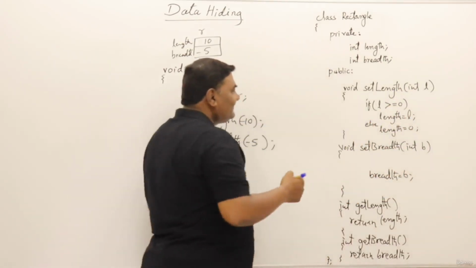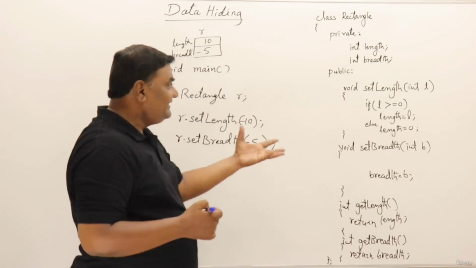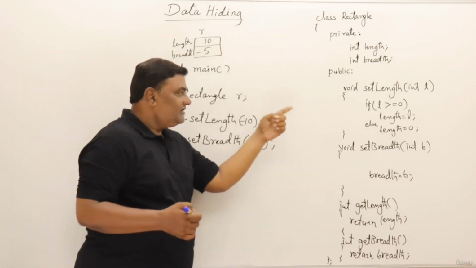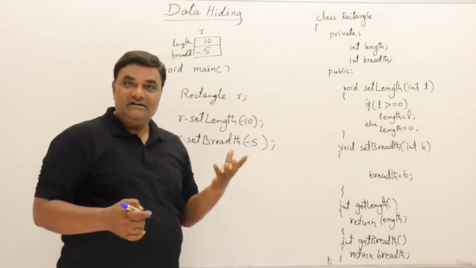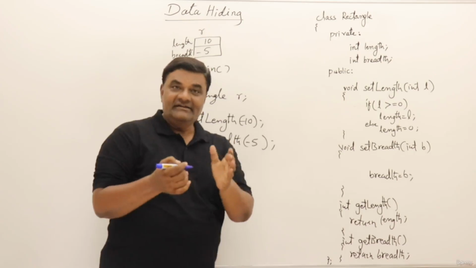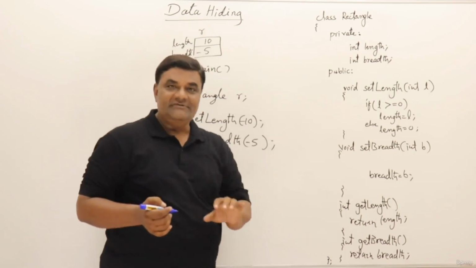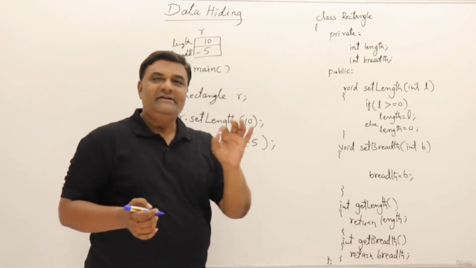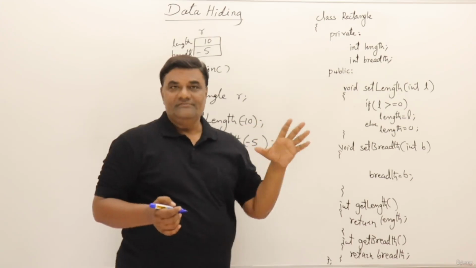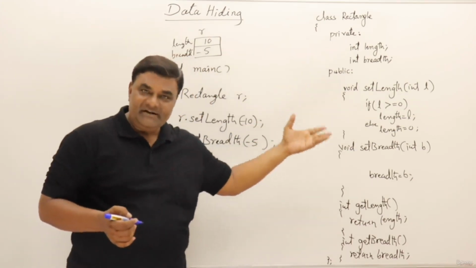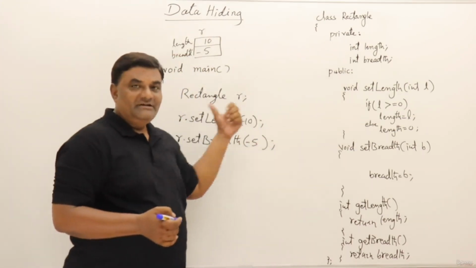Now you can see the set length function is validating the data that it is getting. Is it valid data or not? It should not be negative. If it is negative, quietly it is setting that length to 0. So it is taking the decision by itself instead of informing the main function.